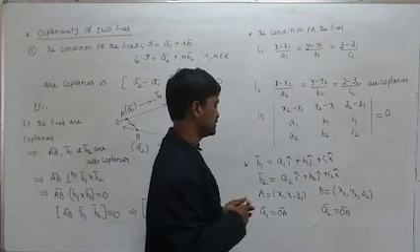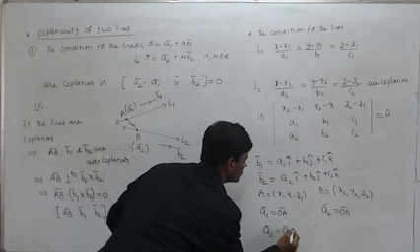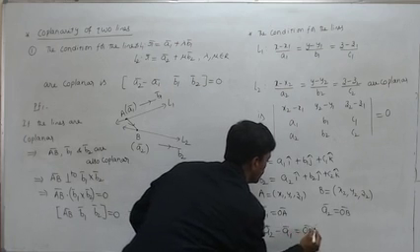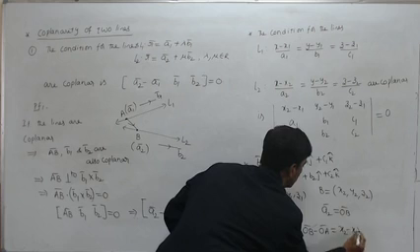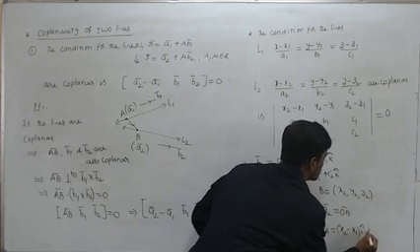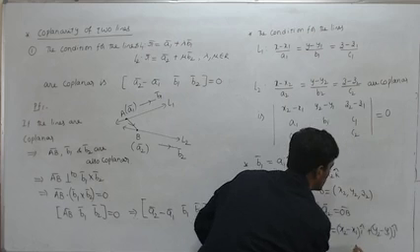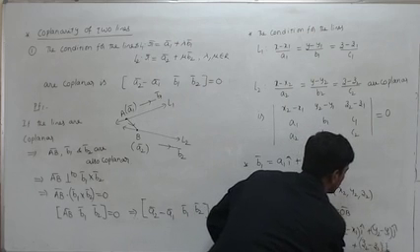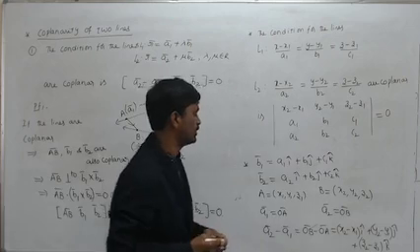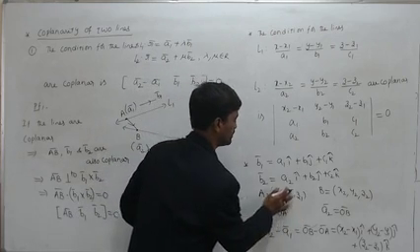Am I correct? See, if you find A2 bar minus A1 bar, that is OB bar minus OA bar, then what you will get? X2 minus x1 i cap plus y2 minus y1 j cap plus z2 minus z1 k cap. Am I correct? Because OA bar is x1 i cap plus y1 j cap plus z1 k cap. Okay.